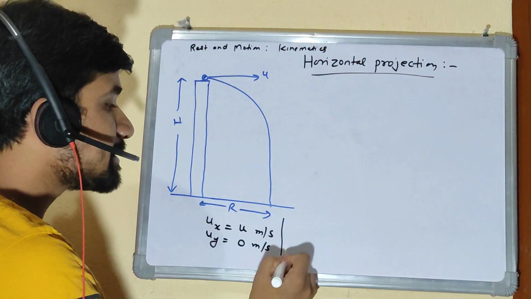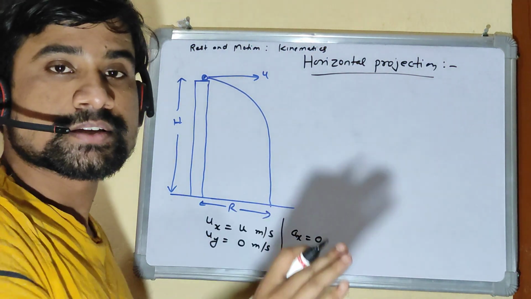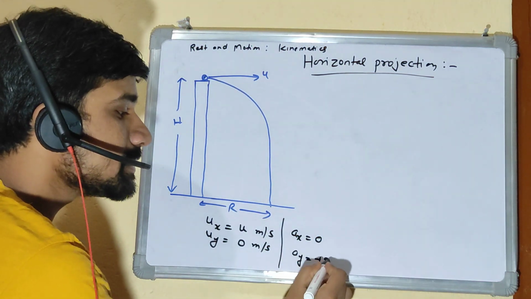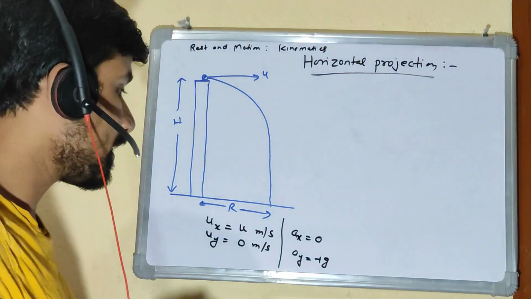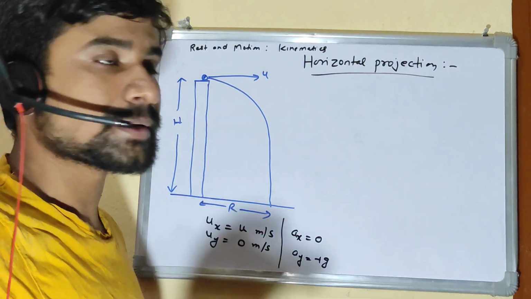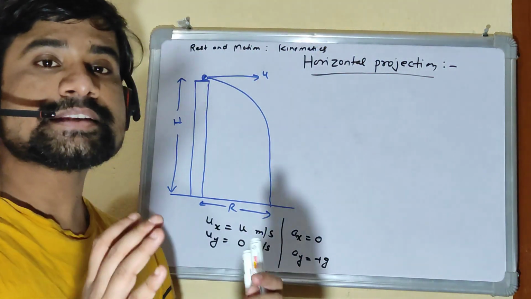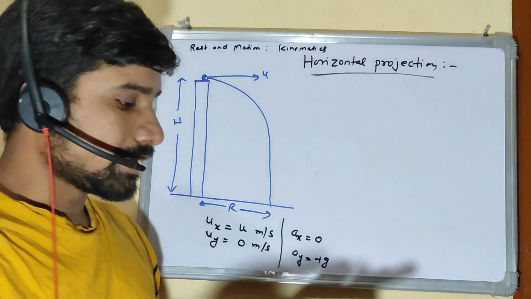Again, acceleration along x is 0. There is no force in the horizontal direction, right? So acceleration will be 0. Acceleration along y will be plus g, because gravity is the only force and it is supporting the motion, right? So these are my initial parameters. Now I need to find, let's start with the time of flight, which is the time for which this body will be in air.